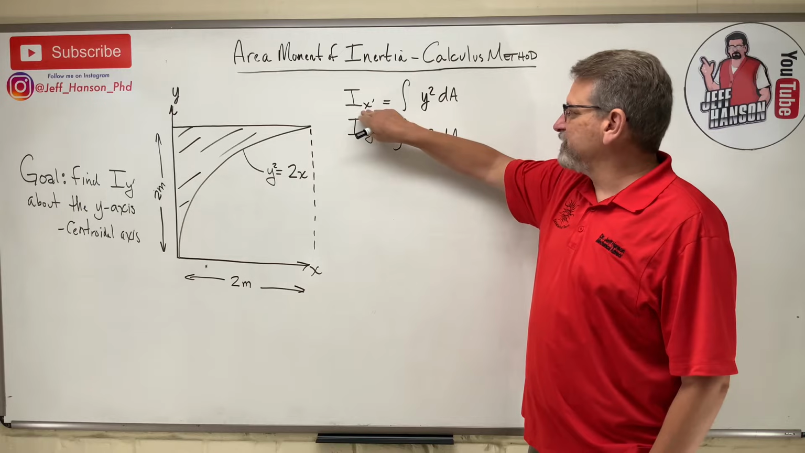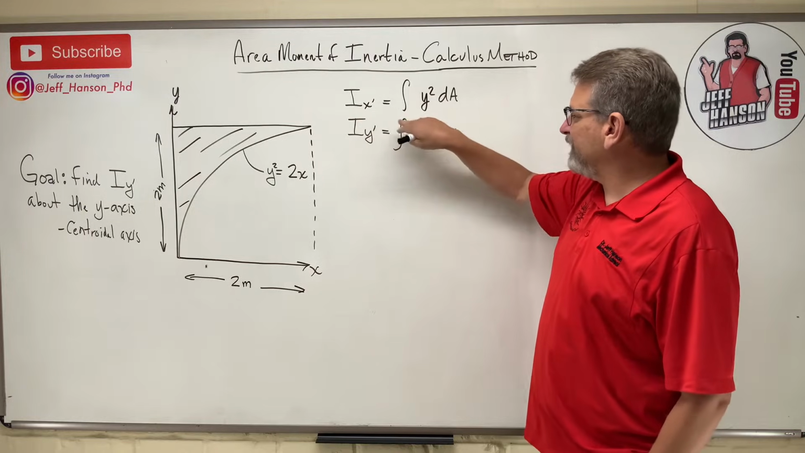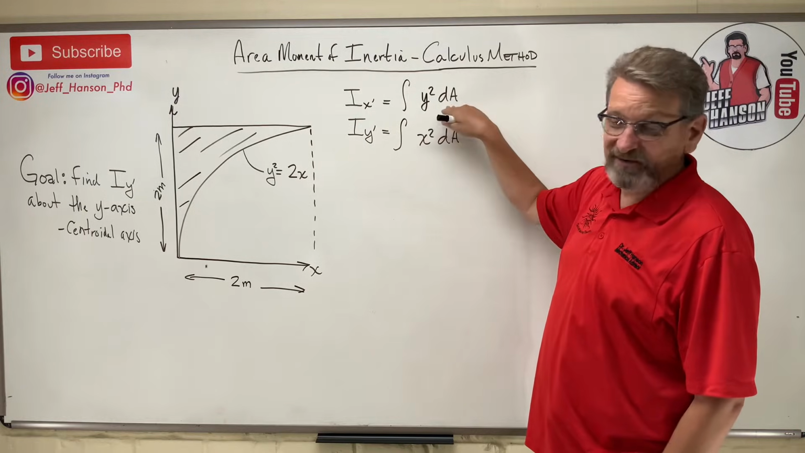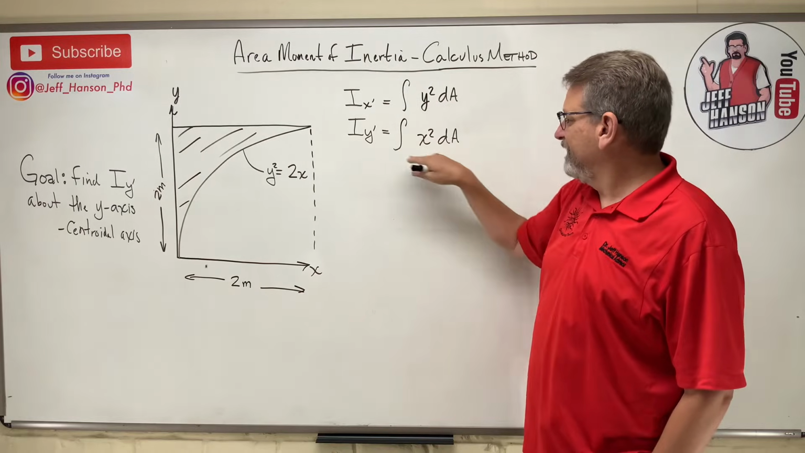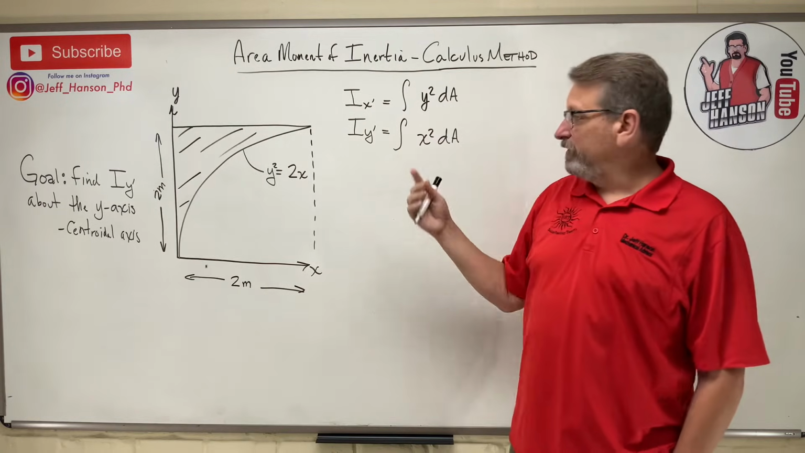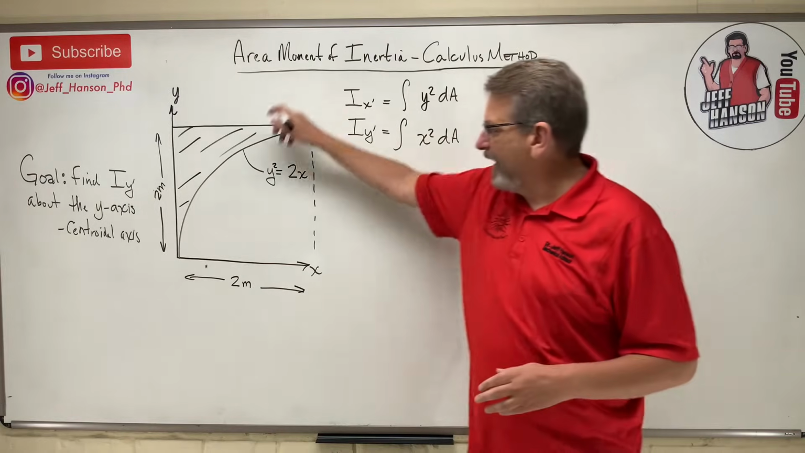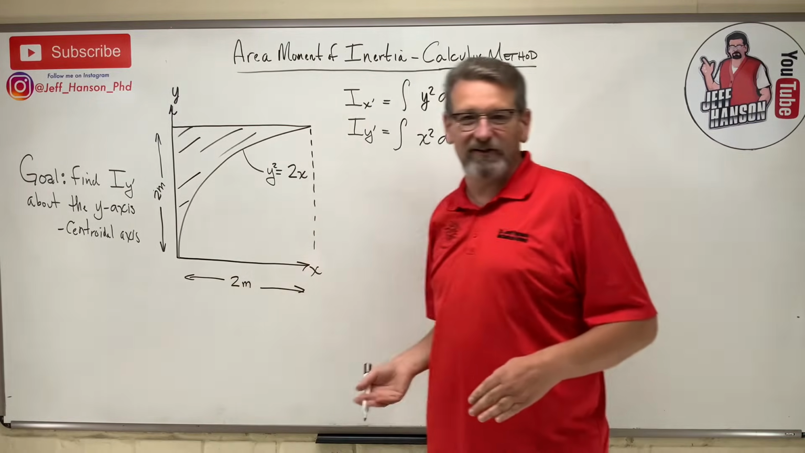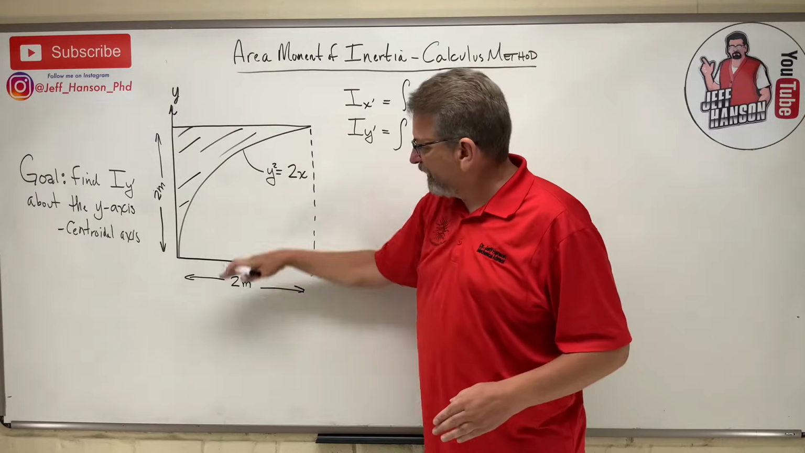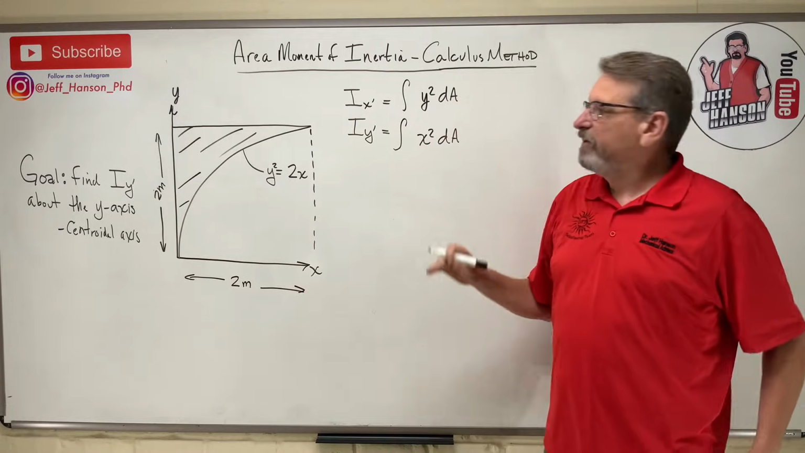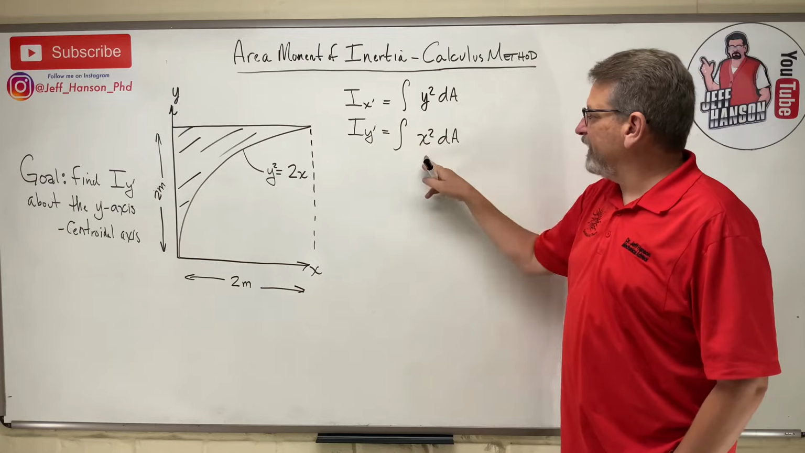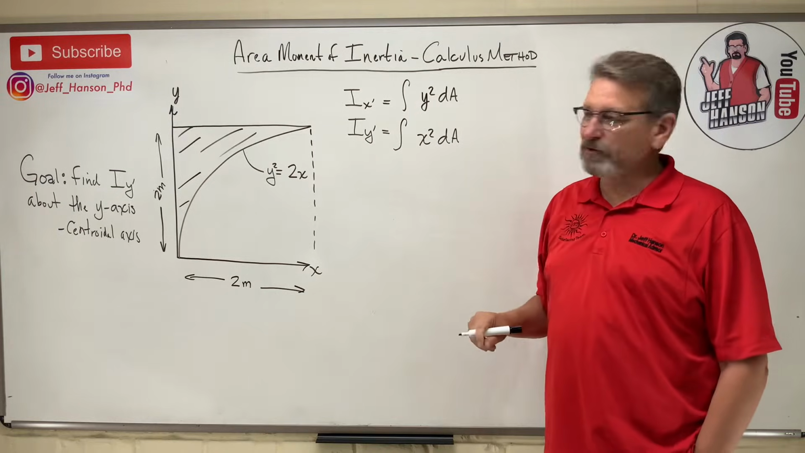So when you want to find Ix, it's the integral of y squared dA. When you want to find Iy, it's the integral of x squared dA. We talked about this in the last video: if you're doing it about the y-axis, you have to find the x distance, and if you're finding about the x-axis, you have to find the y distance. So that's why for y it's x, and for x it's y.